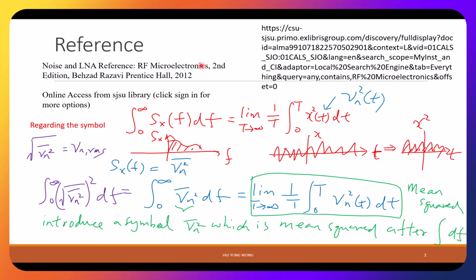For the topics we are going to cover in the rest of the semester, they are based on Razavi's book, RF Microelectronics. You can get the free online copy from our library after signing in.